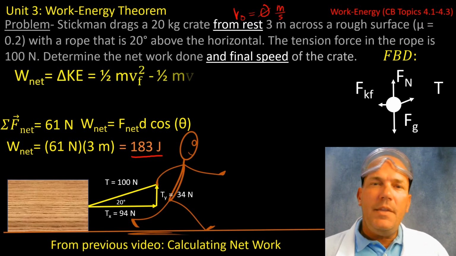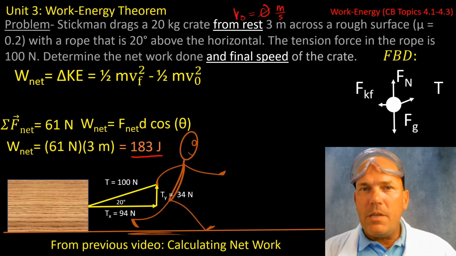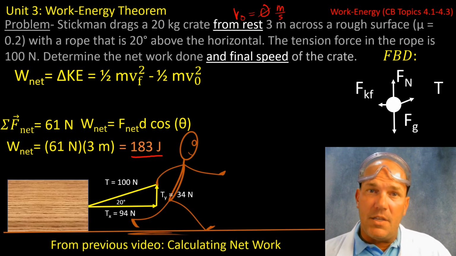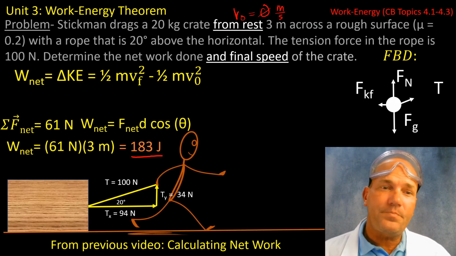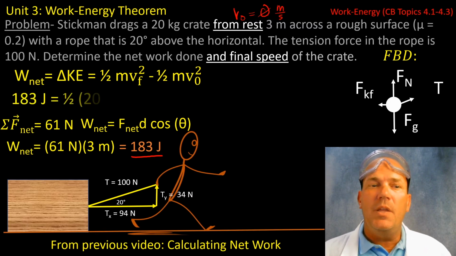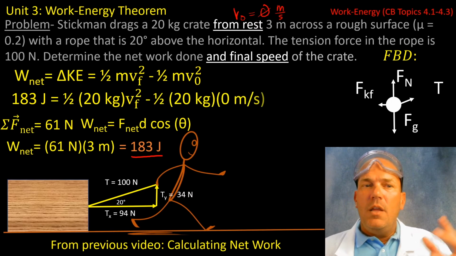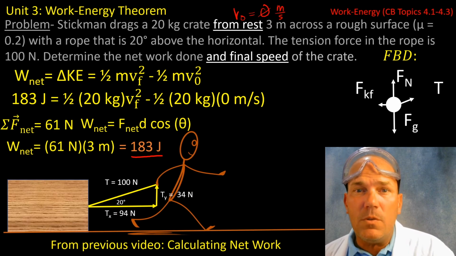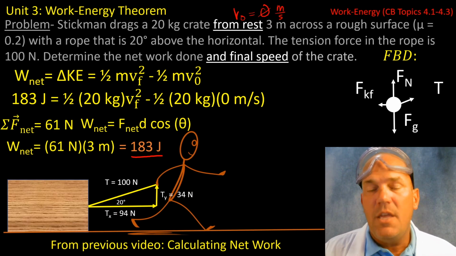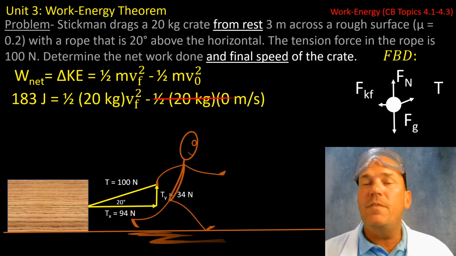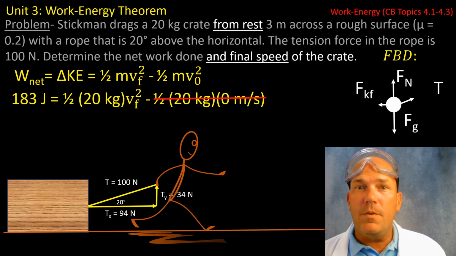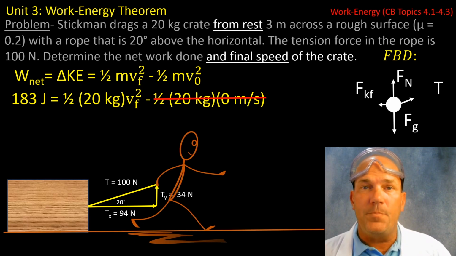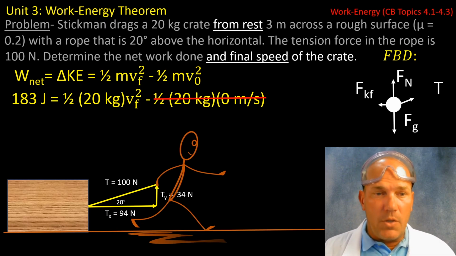Now, if we take the fact that the net work is equal to the change in kinetic energy, which I've provided a derivation and intuition for in this video, we can begin to substitute values. We can take our net work, which we found to be positive 183 joules, and set that equal to change in kinetic energy. But look what happens to our initial values here. They cancel out for the simple reason this object started at rest. Its initial velocity was 0. So that part of the equation goes away.